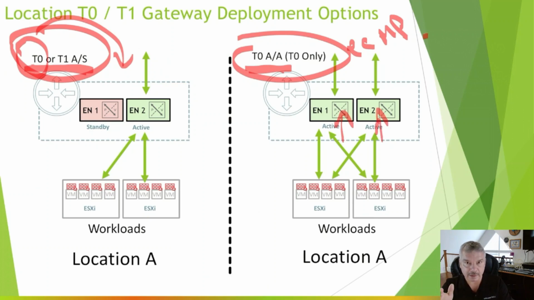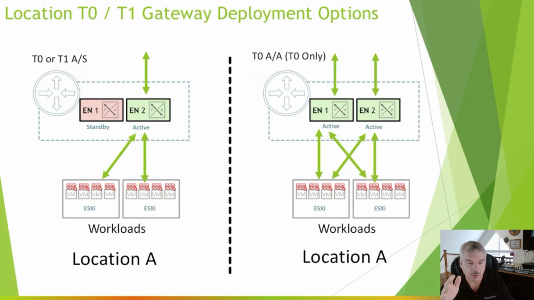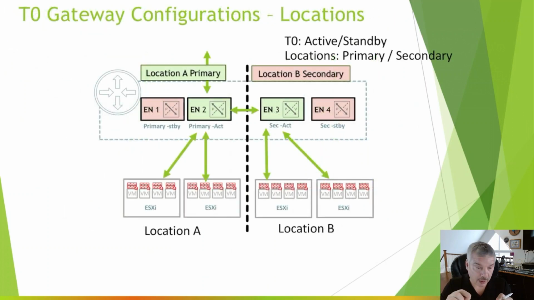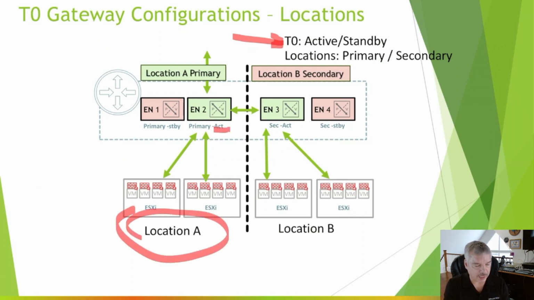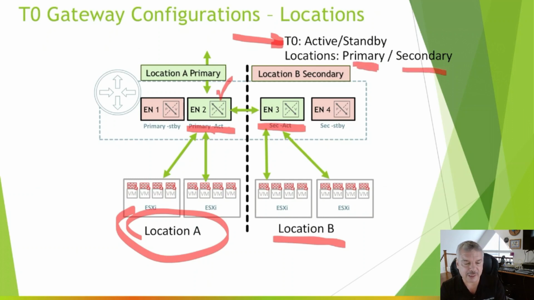Now that's active standby. What about locations? With locations, we have a couple of different ways. We can implement Tier 0 active standby. Remember, we just talked about that. On location A, this edge here is the active one, and on location B, this edge is the active. The big thing here is the primary and secondary. For my locations, I'm going to pick location A as my primary, and my secondary will be location B.